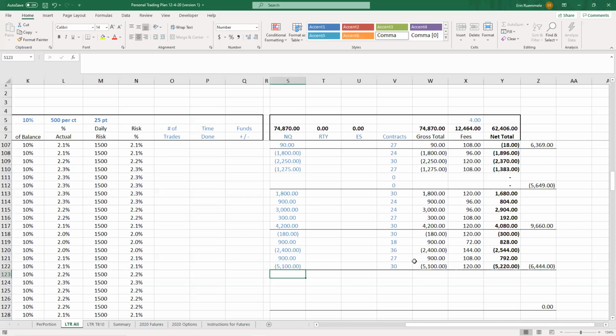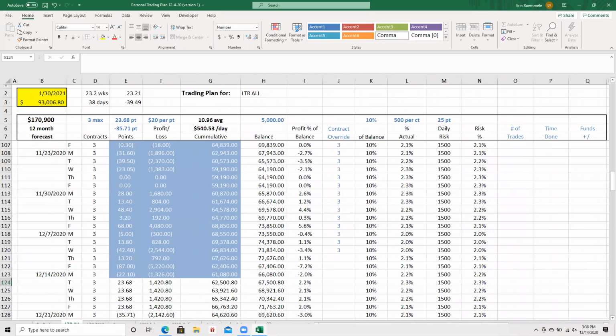And then today, 20.5 points that we gave back at $20 a point and 3 contracts. So $1,230. And then 8 trades, again 3 contracts, 24 total. So we'll see how this affects our forecast. It affects our run rate a little bit.